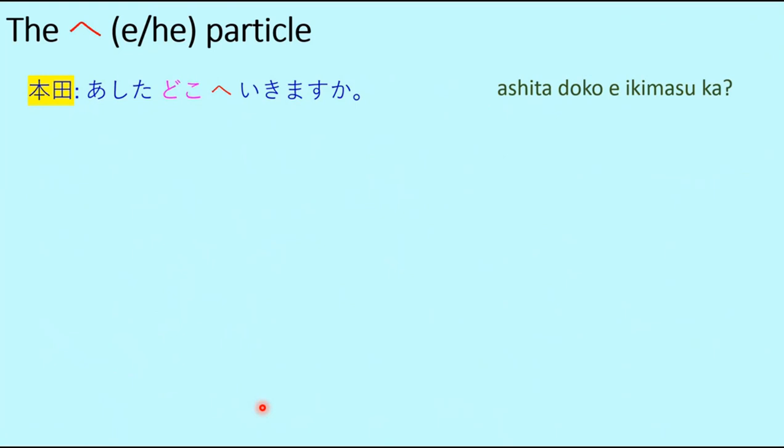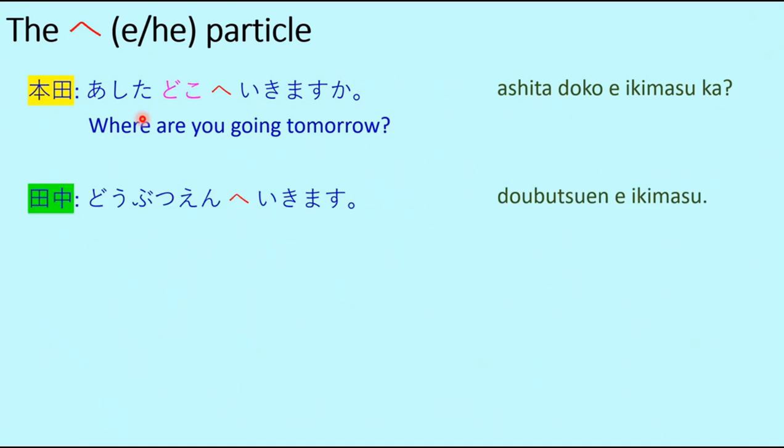So a few more examples. This is Honda-san this time. So what he says, Honda-san, Ashita doko e ikimasu ka? So very simple. Now you will understand this. Ashita doko e ikimasu ka? That means tomorrow, where are you going to? Where are you going tomorrow?